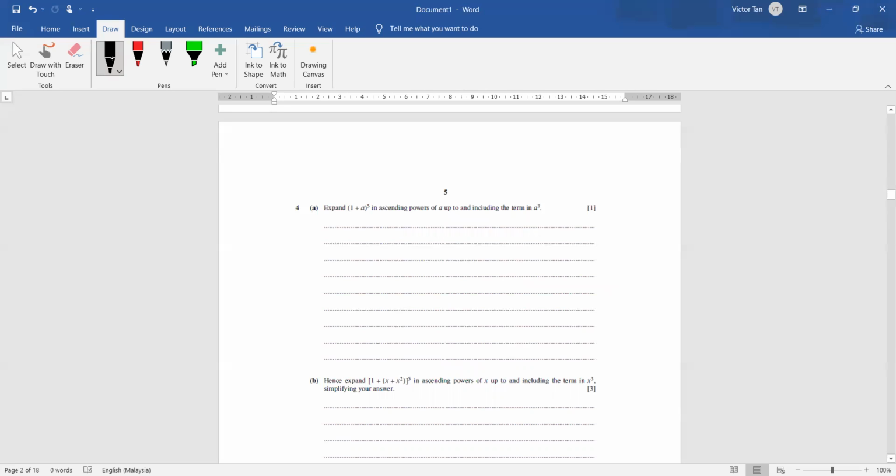Expand 1 plus a to the power 5 in ascending powers of a up to and including the term a cubed. Okay, so this is quite a direct question. You can use the Pascal triangle, but I will just expand. 1 plus 5 choose 1 a plus 5 choose 2 a squared plus 5 choose 3 a cubed equals 1 plus 5a plus 10a squared plus 10a cubed.